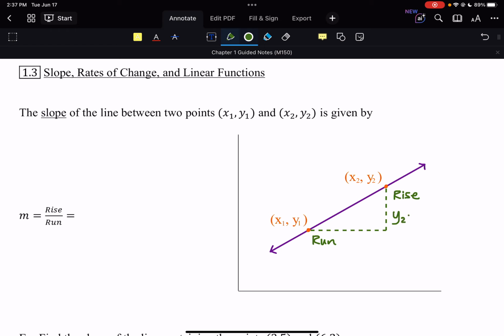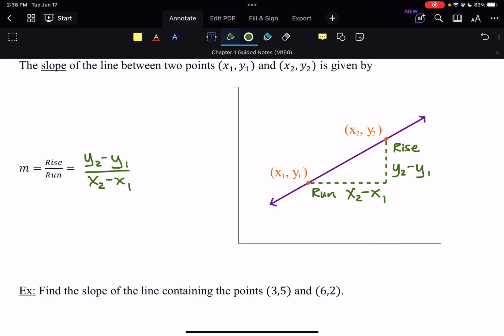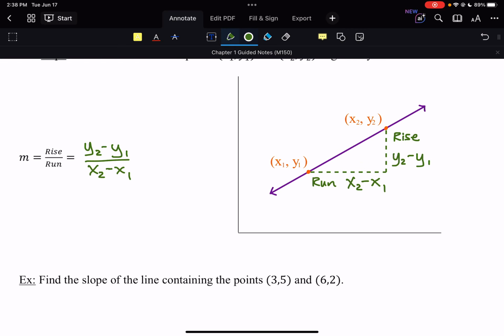So we take y2 minus y1, like that. And then for the run, this distance, we're going from x1 right here to x2 right here. So to get that distance, again, we subtract. We take the difference. So that's going to be x2 minus x1. And now we just put these into this general formula for slope, rise over run. So that's y2 minus y1 over x2 minus x1. So this is what you would pretty traditionally see in a formula for slope.